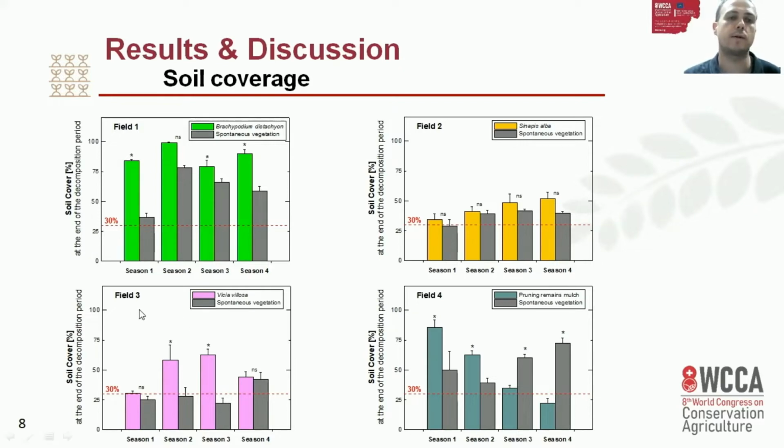In the case of leguminous plants, because of the low carbon to nitrogen ratio of the residues, at the end of the decomposition period the soil protection could be minimal. The spontaneous vegetation in this field was very low in terms of biomass, and was lower than 30% except in the last year. With the pruning remains mulch, we wanted to observe the effect of the decomposition of the pruning residues over 4 years, but a second application of pruning remains is expected because the pruning operation in olive trees is usually every 2 years.